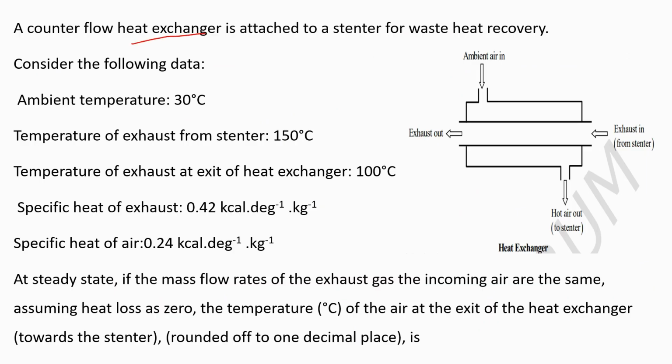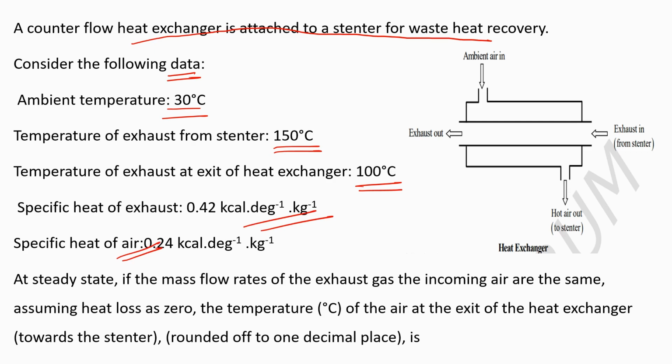A counter flow heat exchanger is attached to a stanter for waste heat recovery. Consider the following data. Ambient temperature is 30 degrees Celsius. Temperature of the exhaust from the stanter is 150 degrees Celsius. Temperature of the exhaust at the exit of the heat exchanger is 100 degrees Celsius. Specific heat of the exhaust is 0.42 kilocalorie per degree per kg, and specific heat of the air is 0.24 kilocalorie per degree per kg.